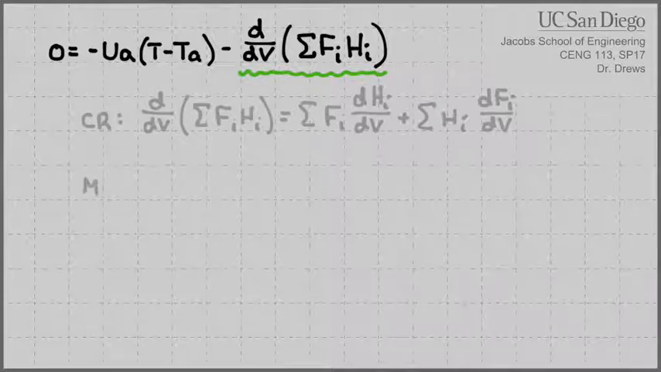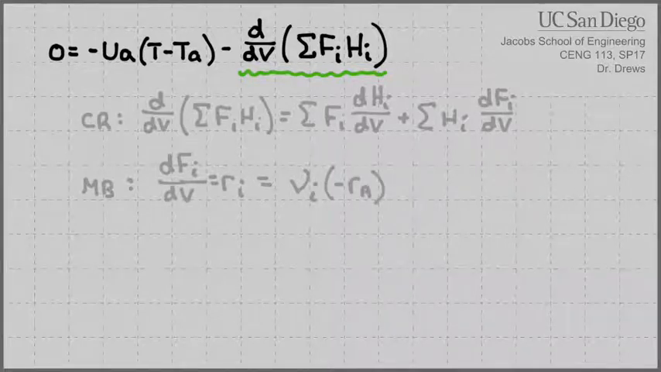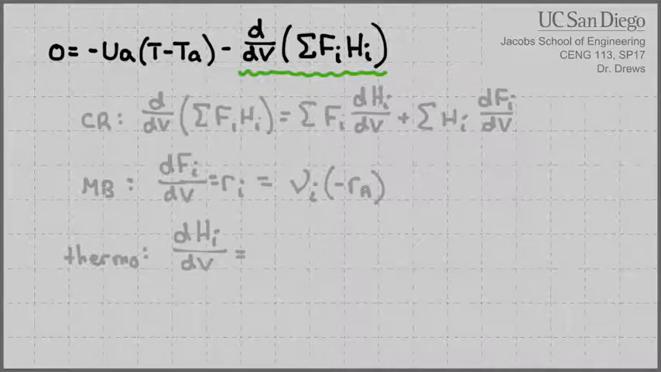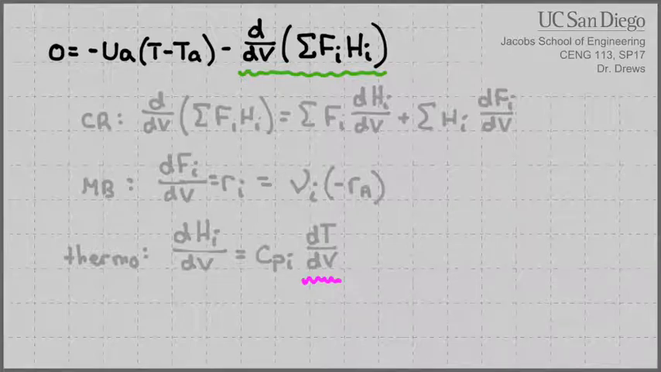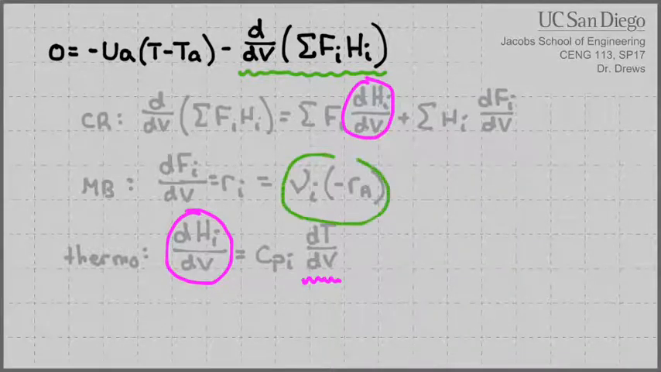The other two that we have to include are the material balances. The material balance is going to let us write any of those dFi with respect to volume as Ri's, which for a single reaction is equal to the stoichiometric coefficient times minus Ra. And then we have our thermo relation, which is dHi dV is equal to the heat capacity of any species Cpi times dT dV. This is the origin of the dT dV term. That's how we introduce that term into our system, through this thermodynamic relationship, such that we can put this term up here, and we can put this term in here.